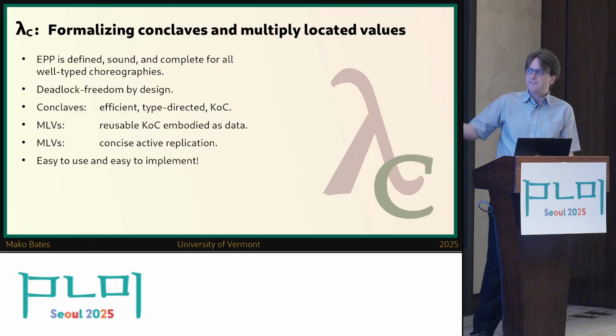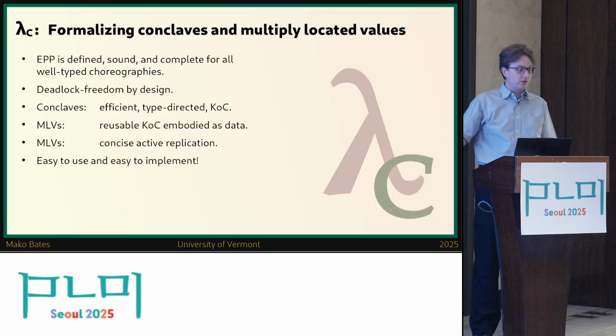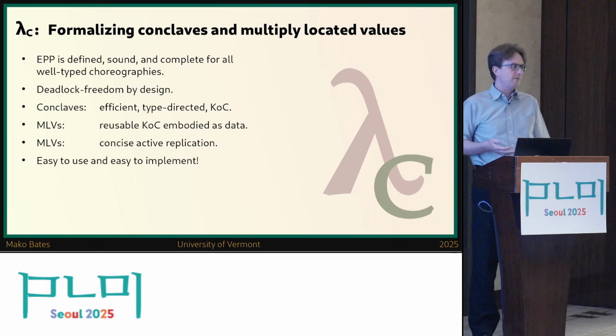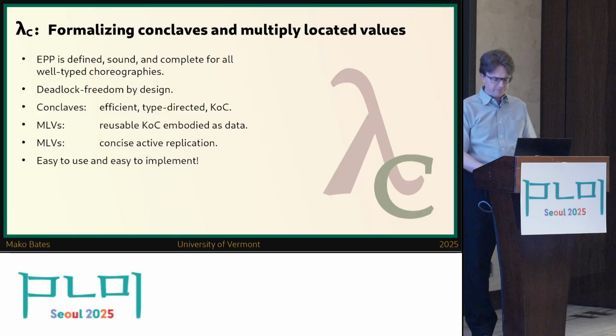We get some other stuff from multiply located values. We can reuse knowledge of choice in sequential conditional blocks. And we also get really concise expression of active replication. But finally, this is really easy to implement.